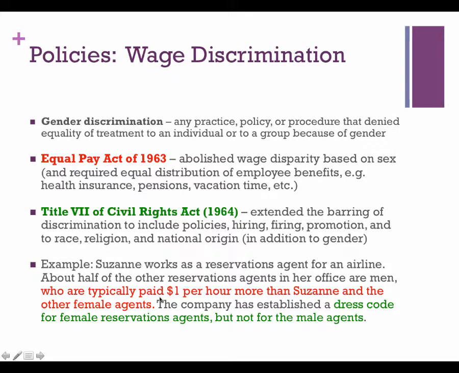Also not legal. And here I have it color coded based on what the Equal Pay Act is referring to and what Title VII is referring to. So paying the male agents $1 more than the female agents is illegal as of the Equal Pay Act of 1963. And the other example here, having a dress code for some of the agents and not others, related to gender, is illegal as of 1964 under Title VII of the Civil Rights Act. Hopefully that makes sense.